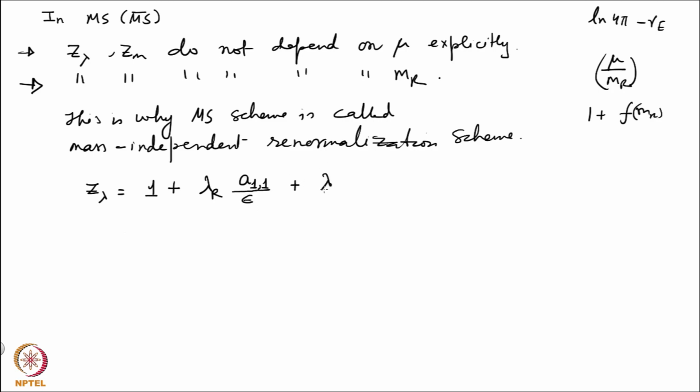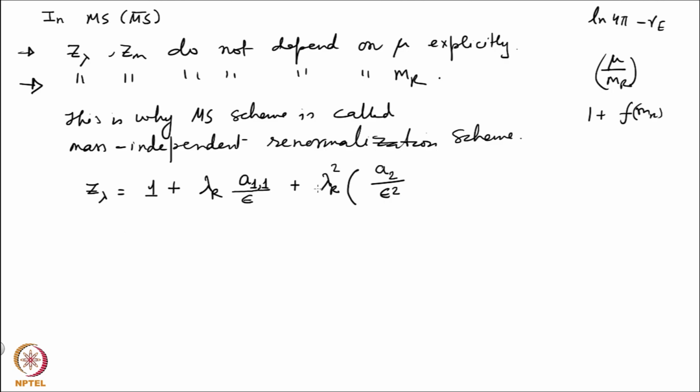Then if you go to order lambda squared, meaning you are going to higher order in perturbation theory, then you will encounter 2 loops. Then, in addition to a single pole, you will also have a double pole. So the highest order pole will be 1 over epsilon squared. It will be more divergent, and again the coefficient will be a constant, and I will call it a2.